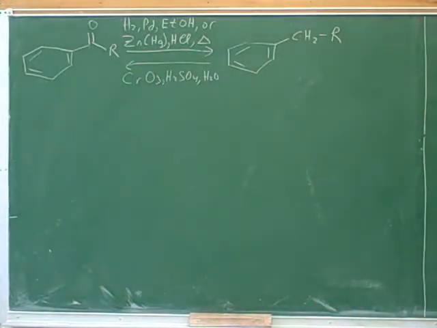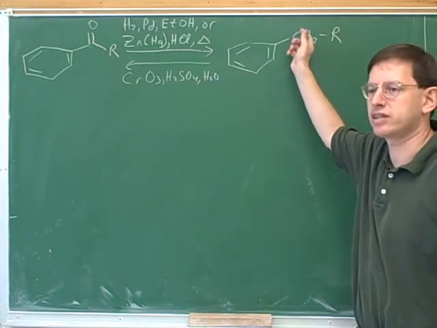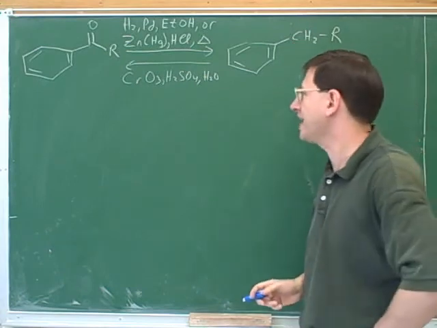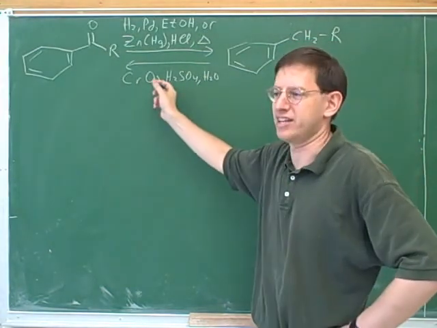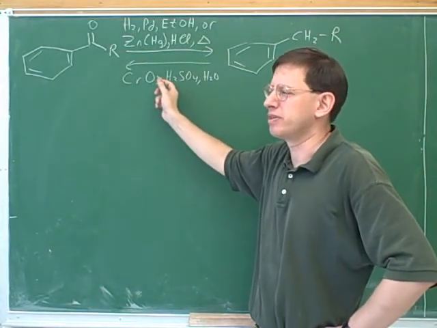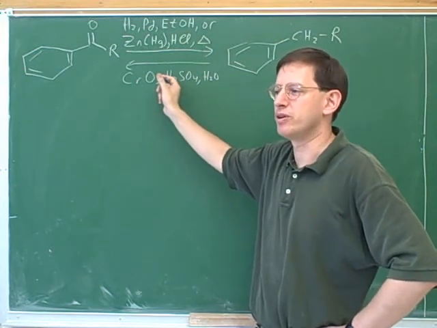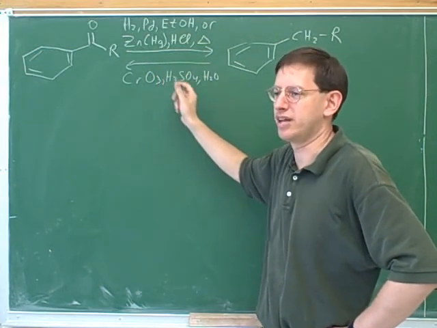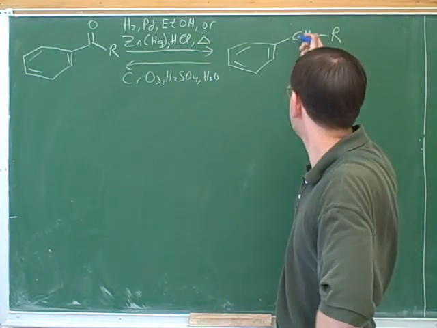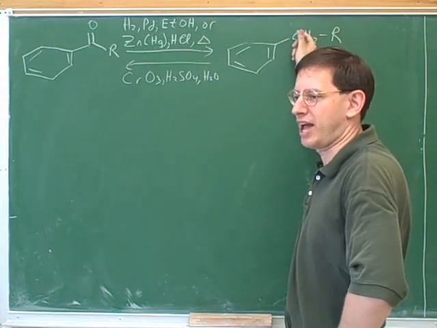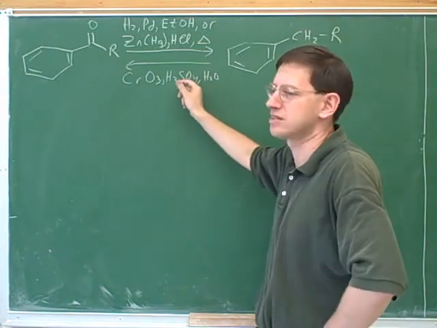One thing that you might have already started learning in chapter 22 is that the benzylic carbon is more reactive than normal carbons. For example, you can't just take any old CH2 group and oxidize it like this. Normally, this would only work on an alcohol. If you remember, normally we use chromium reagents on alcohols, not just normal CH2s, but it turns out that this benzylic carbon is unusually reactive. So even though it doesn't have an alcohol, it can still be oxidized.